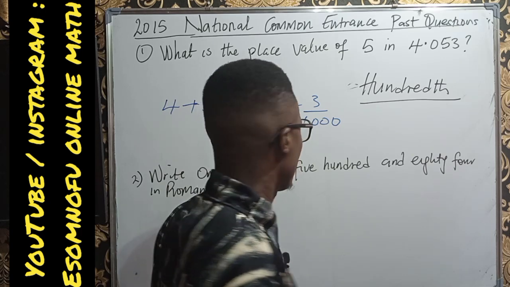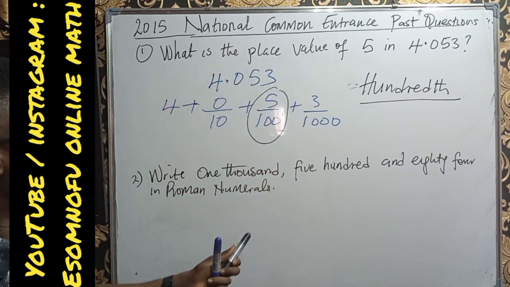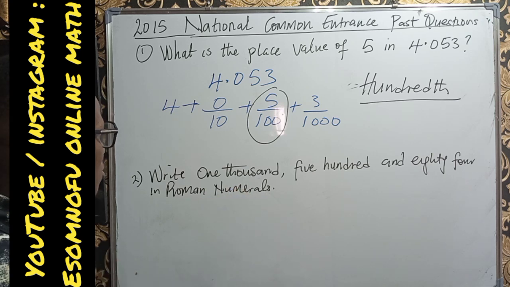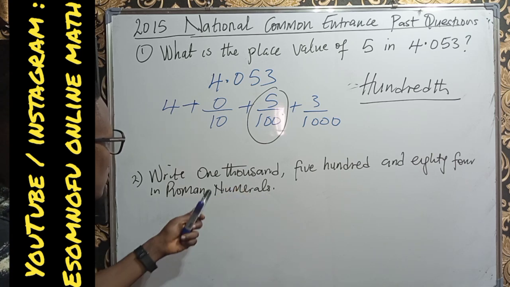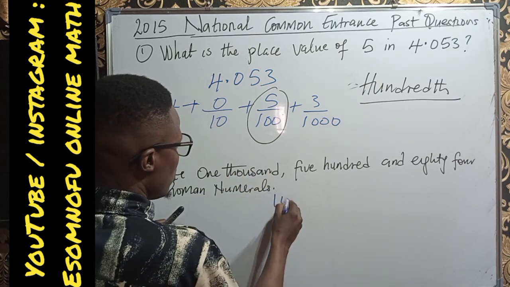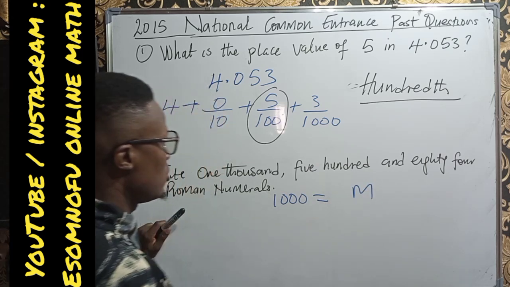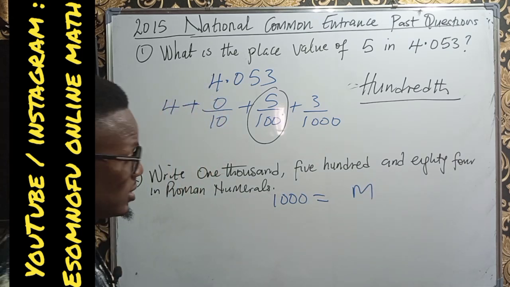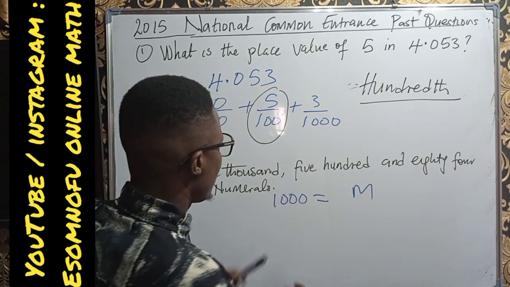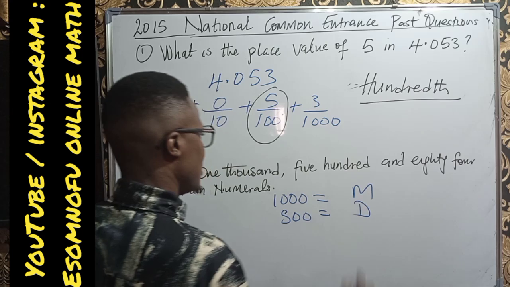So let's go for the second question. The second question here says we should write 1584 in Roman numerals. The first number you are seeing here is 1000. In Roman numerals, 1000 is the same thing as M. Take note, the value of 1000 in Roman numerals is M. 500, the value of 500 is the same thing as D.